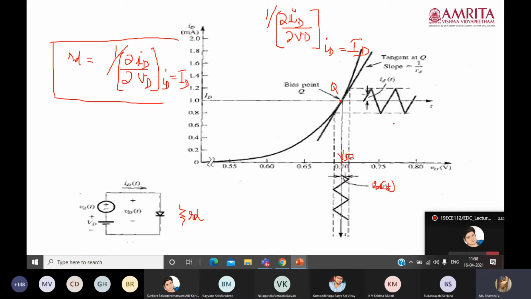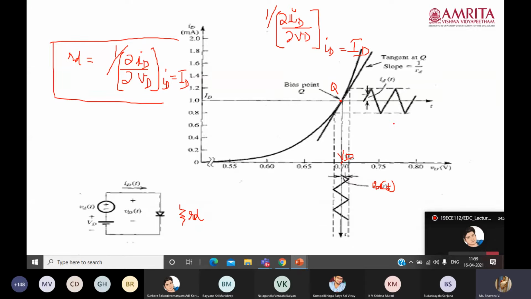So one of the important applications of this diode small signal model is that it can be used as a voltage regulator. What do you mean by a voltage regulator? Yeah, if you want to make the voltage constant, then you can do this regulation. But there is a limitation.